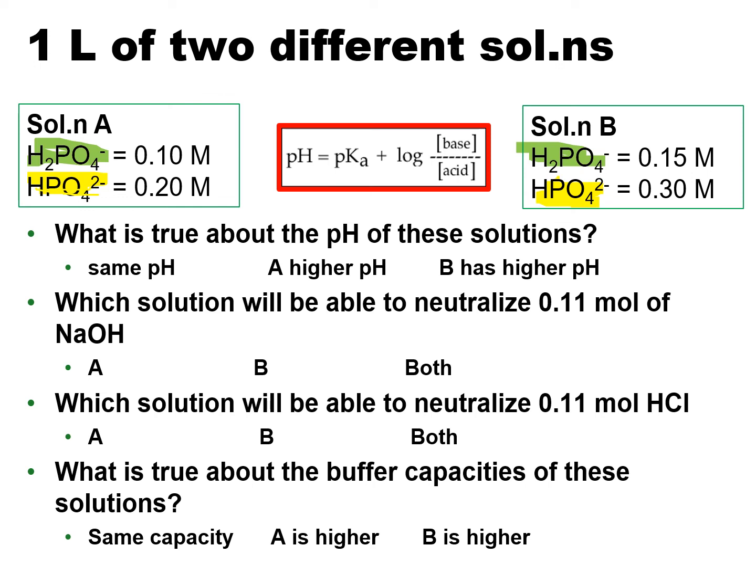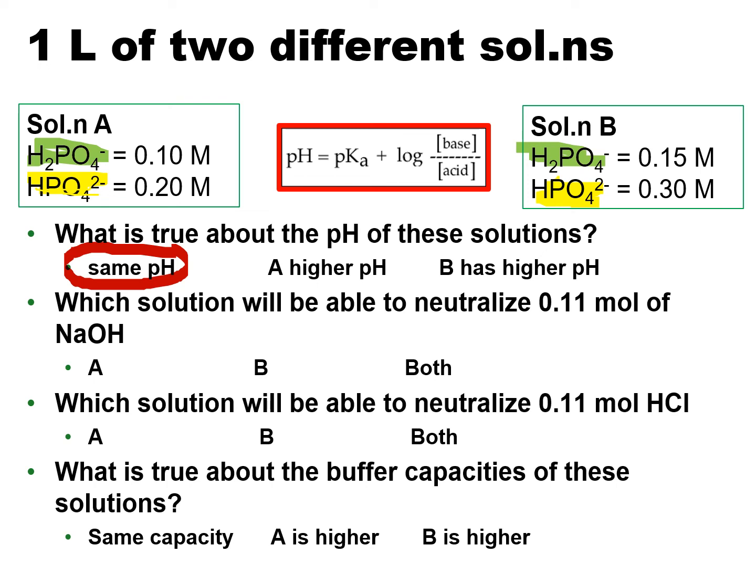But the ratio is the same, so when you divide in this expression, for both instances, you put the base on top. The base is 0.20 divided by 0.10, it gives you 2, or 0.30 divided by 0.15 is still 2. So you get logarithm of 2 in both instances. Therefore, the pH is going to be the same. So the correct answer is this.